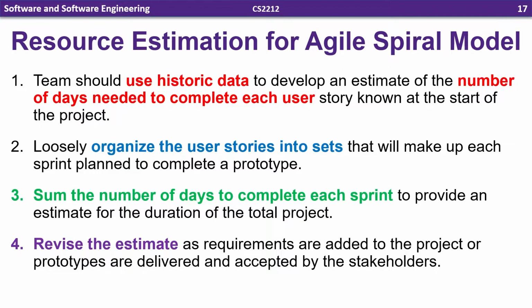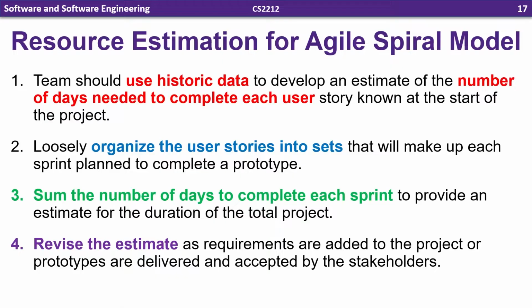Number three, sum up the number of days to complete each sprint to provide an estimate for the duration of the total project. So that makes sense. You have a list of user stories, you know how many days each one's going to take to implement, you put them together based on what you're going to do in the next sprint, and then you sum them, and that gives you a rough idea of how long it will take.